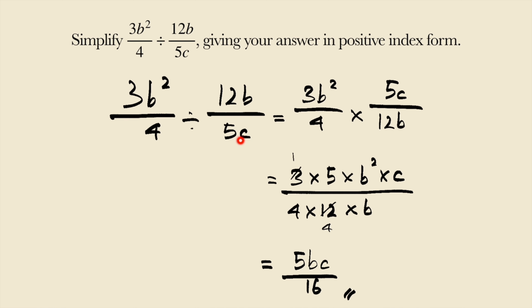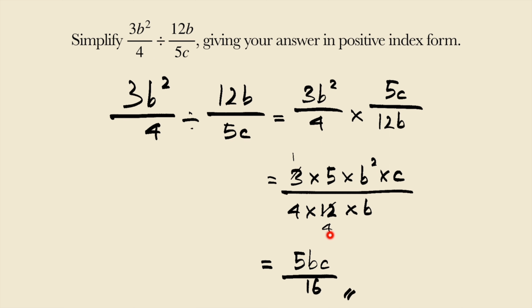Okay, so here's the question. Division now becomes the times. We'll flip the 12b and 5c. Next, look at 3 times 5. Okay, b squared stays, c stays. 4 times 12 times b as the denominator. Well, if you look at this, 3 and 12 can be simplified, becomes 1 and 4. Right, b squared and b cancels out. So this becomes b as the numerator. So what do we have up there? So it's 5, b, c.